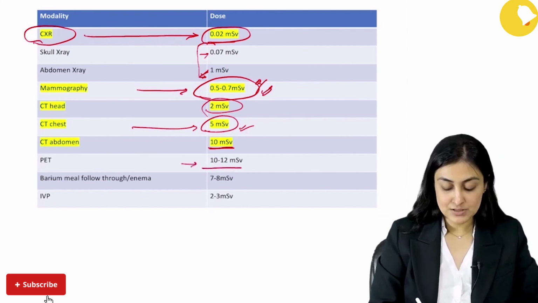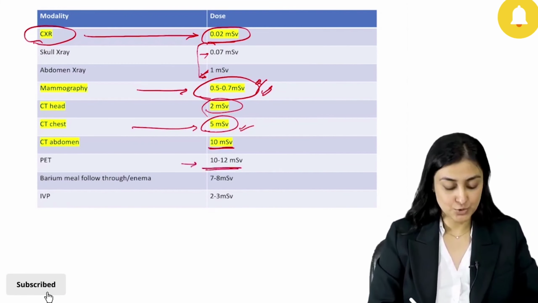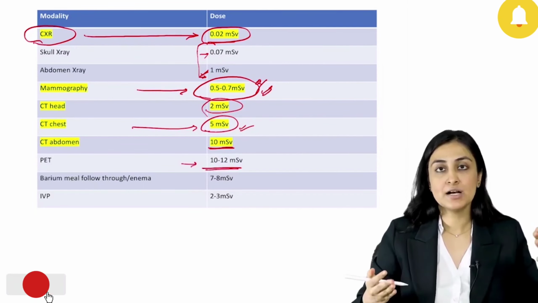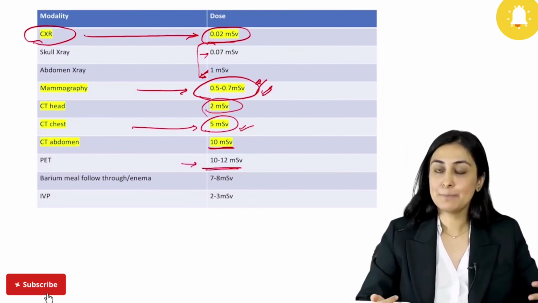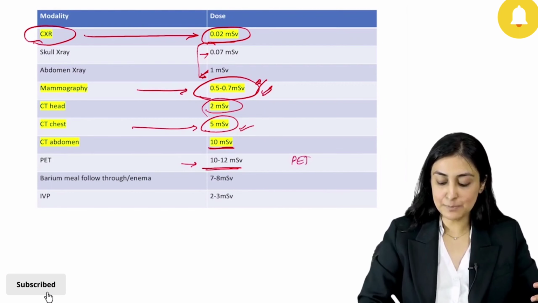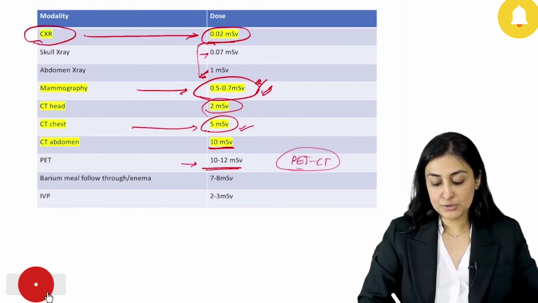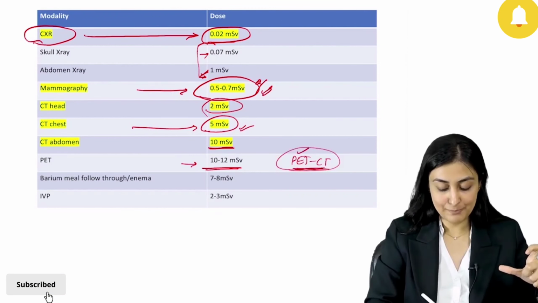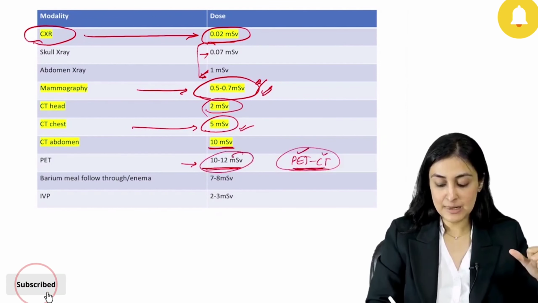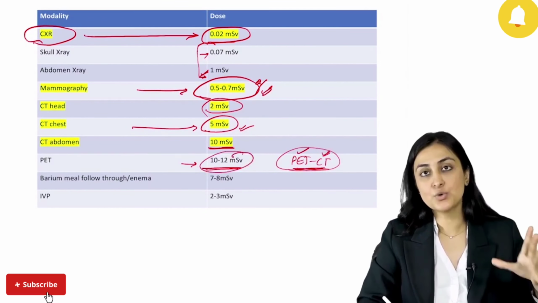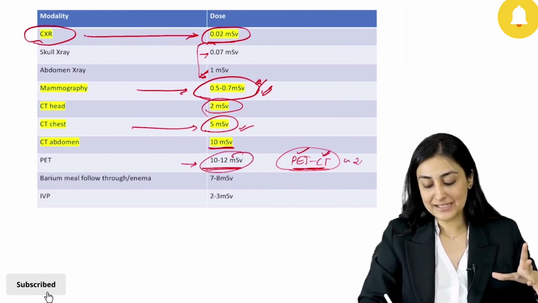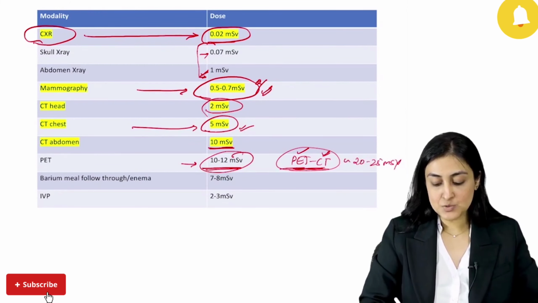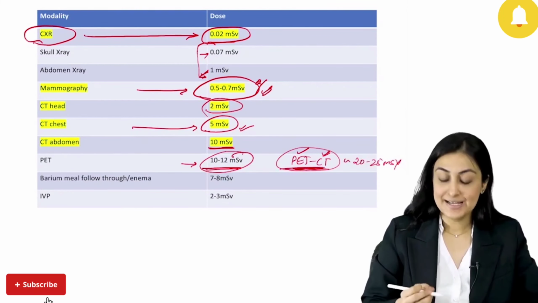A PET has, because a PET CT usually will have a full body CT which is done along with the PET. So we usually do a hybrid PET CT. So if both PET and CT are done, it will have the maximum radiation, wherein it will have PET 10 to 12 millisievert plus the whole body CT around 10 millisieverts. So it is around 20 to 25 millisieverts in total. Okay, so remember this will have the highest radiation exposure.